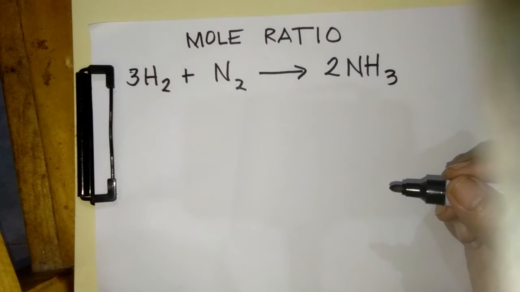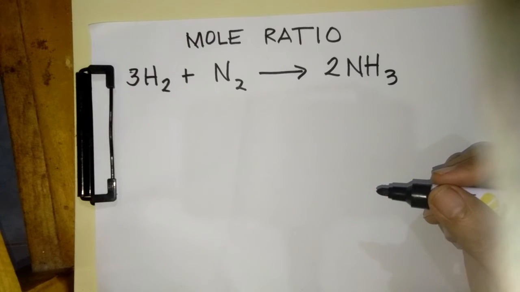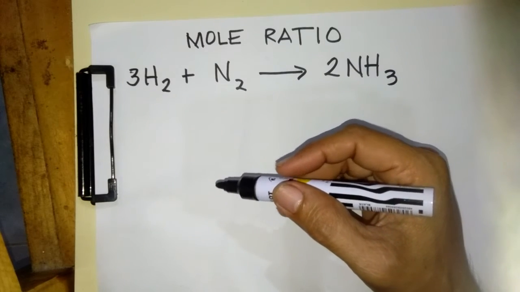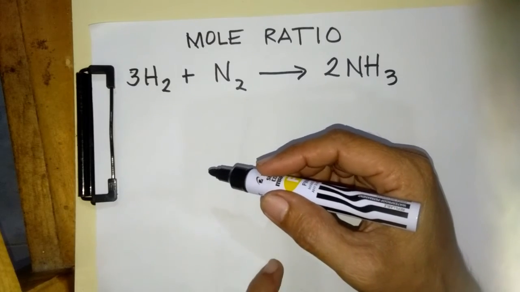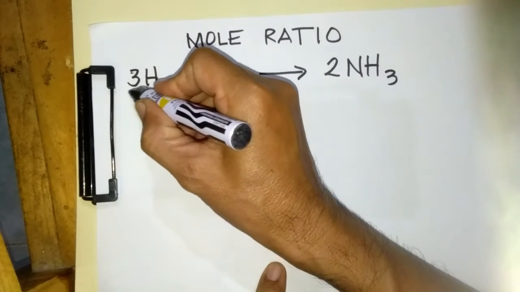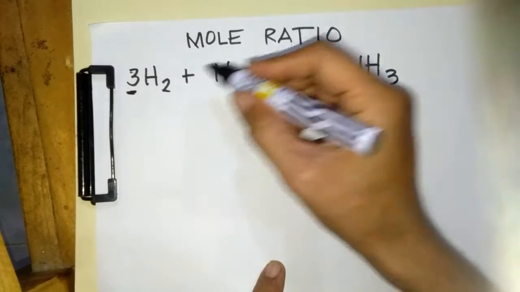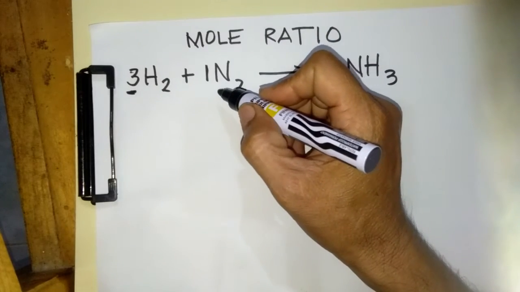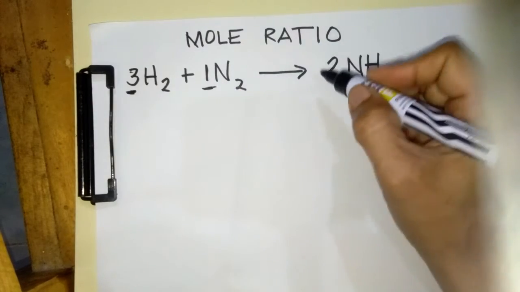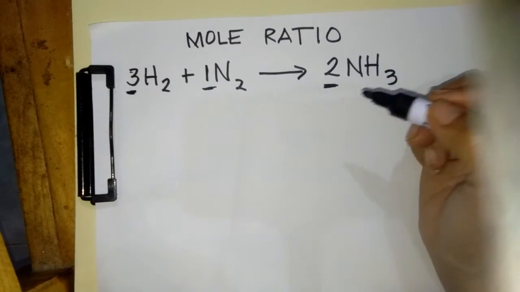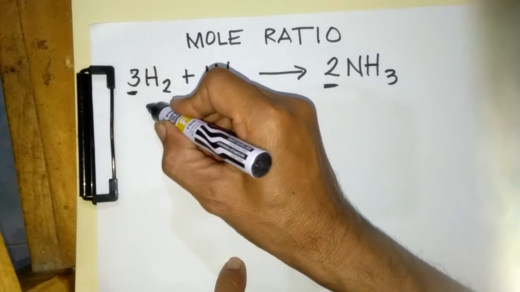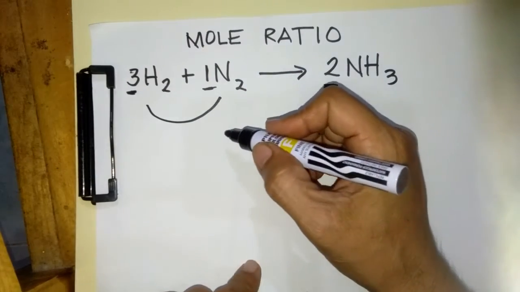Let us first solve the mole ratio. We have the reaction 3H2 plus N2 will yield 2NH3. In order to solve for the mole ratio, we should look first for the coefficient. We have the coefficient 3 before H2, and in N2 we have 1. When there is no coefficient, it is automatically 1, and here we have 2. So the mole ratio is 3 moles of H2 is to 1 mole of N2.